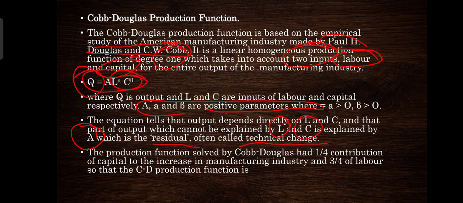That is, alpha is the contribution from the labor, which is equal to 3 by 4, and beta is the contribution from the capital, which is equal to 1 by 4.